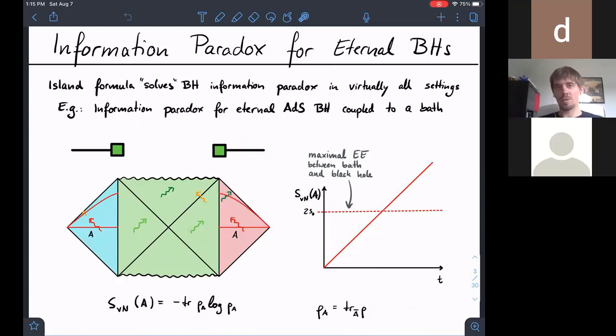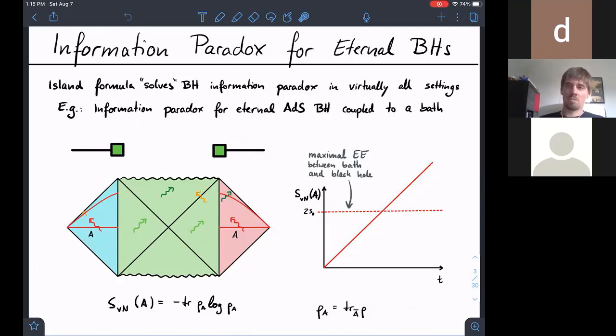And the claim to fame of this formula is really that it solves the information paradox, in particular the black hole information paradox, in virtually all settings. Now, "solves" here is in quotation marks, because what I mean by solves is really that it produces a unitary Page curve. Now, let me quickly explain to you how this works.